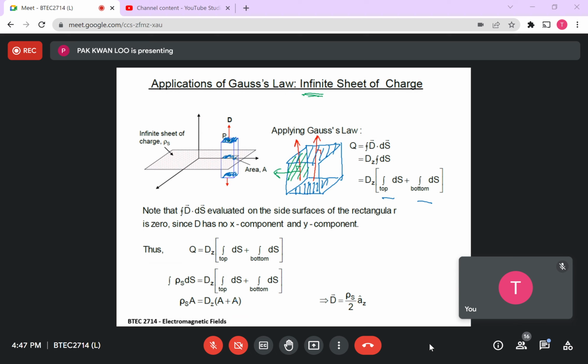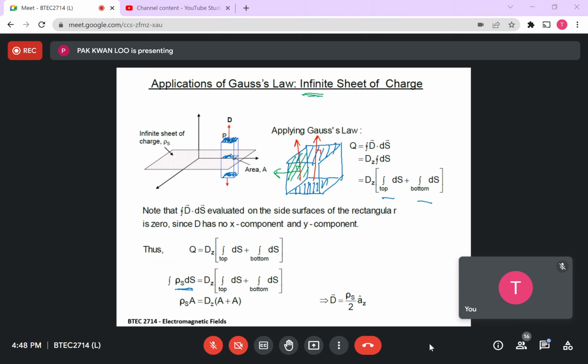On the left hand side, that is the surface charge distribution, rho s multiplied by dS. This dS here is the Gaussian surface that we choose.